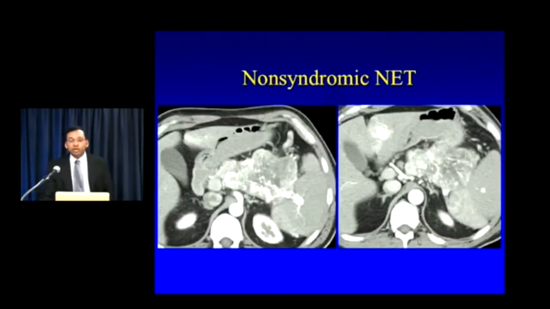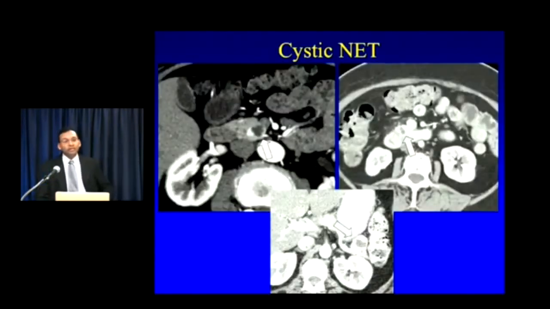Now, as I mentioned, non-syndromic neuroendocrine tumors tend to be quite large. They look more aggressive, more likely to have cystic and necrotic change. Here's a big non-syndromic neuroendocrine tumor. Patient didn't have any evidence of endocrinopathy, but they ultimately came to clinical attention because of local mass effect and invasion from the tumor.